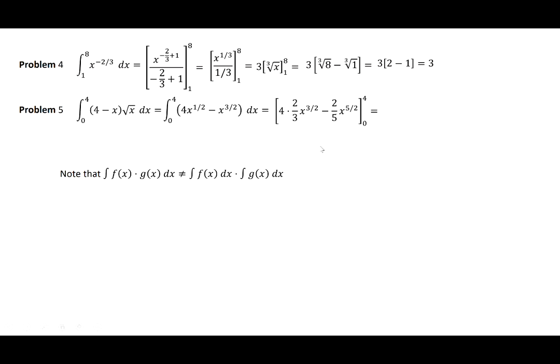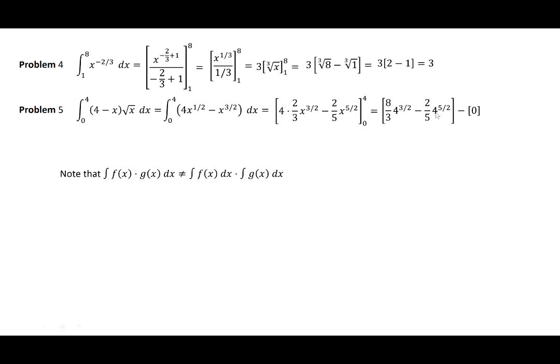And we need to evaluate this from 0 to 4. So just a matter of plugging in 4 for x in both the terms, minus plugging in 0, but we recognize that when you plug 0 for x, the first term goes to 0, the second term goes to 0. So I just said minus 0. What is 4 to the 3/2? Two ways you can do it. You can say square root of 4, which is 2, cube, which is 8. Or 4 cubed is 64, square root of 64 is 8.